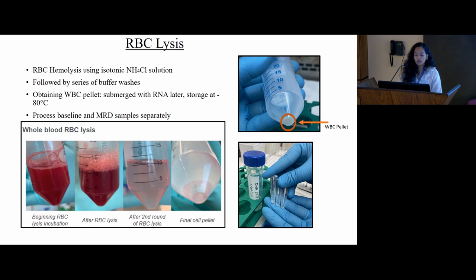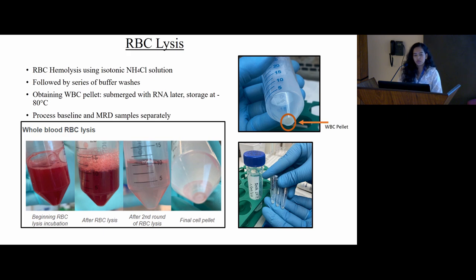And those pellets are then stored at -80 degrees. Making pellets is important because a number of tests can be performed depending on the diagnosis, and storage will also make sure that your RNA is in good condition. Also very important is that the processing of baseline and MRD samples has to be done separately, because for MRD samples we are looking for a molecular level. We do not want any crossover contamination of the baseline sample into the MRD samples.